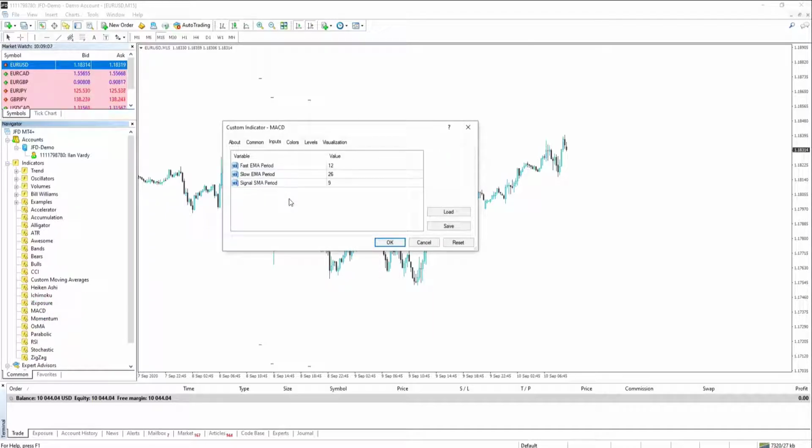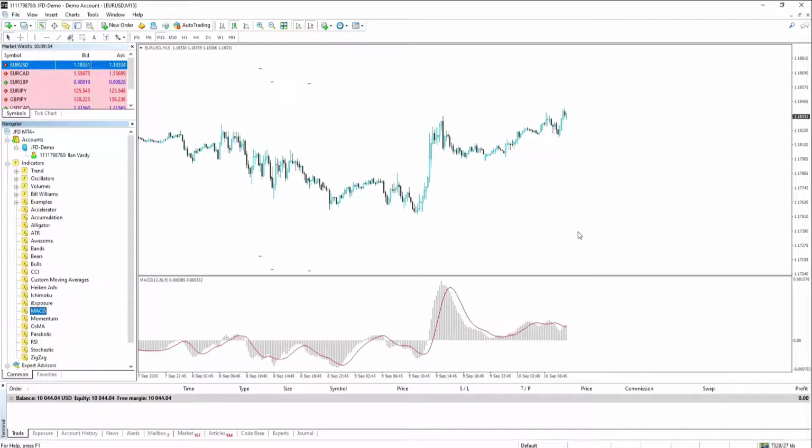Now, once we go to inputs, you can see that you have a fast EMA period, a slow EMA period, and a signal SMA period. You can leave these values as the default, or you can change them. In this case, we're going to leave them default, and then we're going to click on OK. Now, what you can see is that below the chart, we have our MACD.